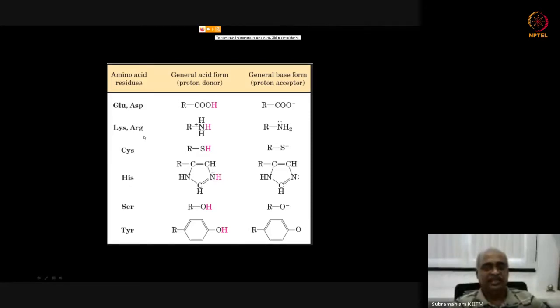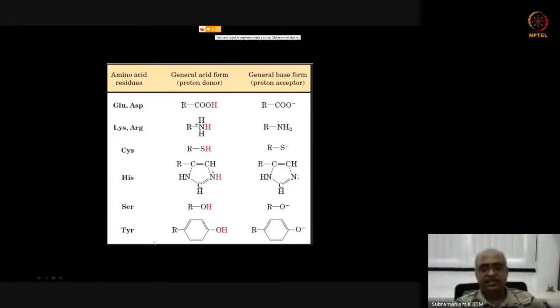Lysine and arginine have a basic amino group that can be protonated, in which form it can act as a proton donor, or it can act as a proton acceptor when it is not protonated. And the thiol group of cysteine and the imidazole group of histidine can act like lysine and arginine do. Serine's hydroxyl group, tyrosine's hydroxyphenyl group, and similarly threonine's hydroxyl group can all participate in acid-base catalysis. This is one of the common mechanisms of enzyme-based catalysis. Acid-base catalysis is not specific to only certain enzymes. Many enzymes use this mechanism.